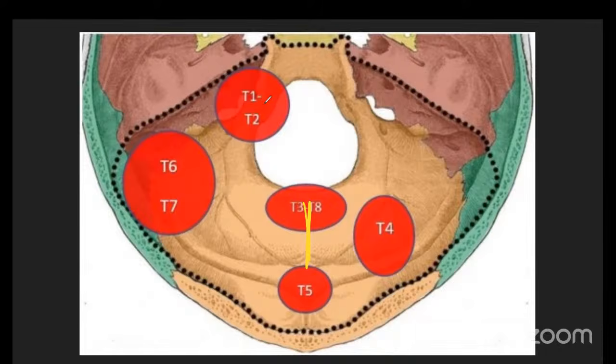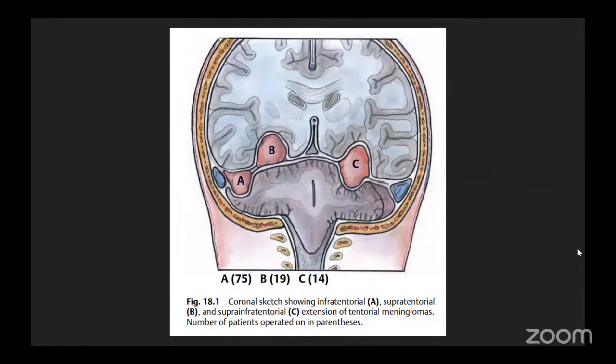So I'll move on. What does this show? This shows whether the involvement of the tent is only supratentorial, only infratentorial, or involving both compartments. So in the A section, you can see that it's infratentorial. Hence, it is going to involve the cerebellar surfaces, etc. If it is more lateral, it's going to involve the CP angle region. You can see that B is supratentorial. It's a tentorial meningioma, but it's supratentorial.